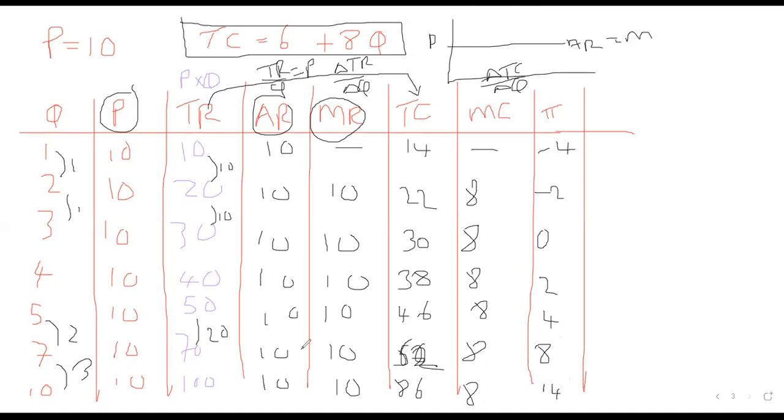So identify the break-even point. How many units will break even from this table? 3. 3, correct. So here where our profit is 0, 3 units will break even. All right.